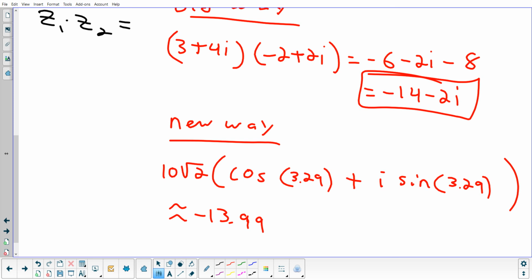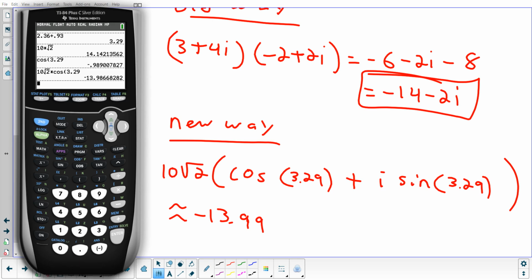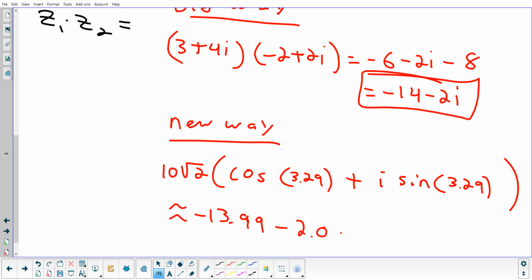So we know we did the real part right. Now let's check the imaginary part. Hopefully we get negative 2. So 10 square roots of 2 times the sine of 3.29 gives me negative 2.09. So basically what we got here is off a little bit because of rounding, but it's pretty close.